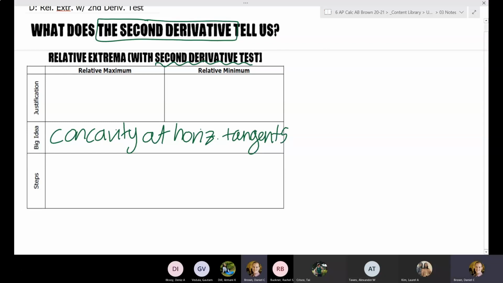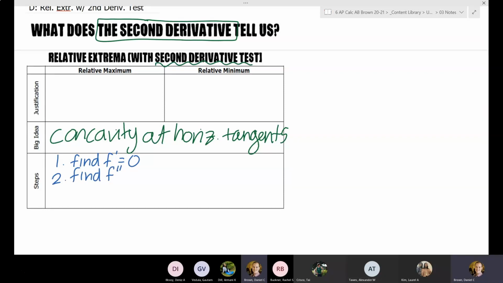The steps are very different. One nice thing about the second derivative test, if you don't like making sign charts, is you don't need to make a sign chart for it. The first step is you need to find when the first derivative is equal to 0. Notice I did not put critical points there, because the second derivative test will not work when the first derivative is undefined. So you only need to worry about when the first derivative is equal to 0. Second step, you're going to need to find the second derivative, hence its name.